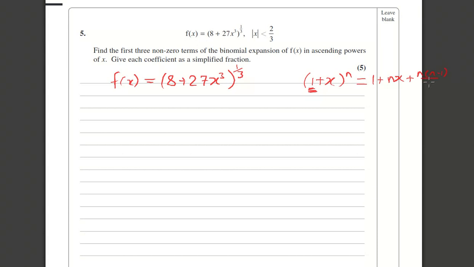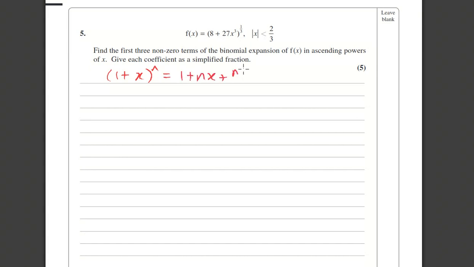Sorry, I'm going off the screen here. x squared over 2 factorial, etc., etc. I wonder, maybe I should just write that out. In fact, let's start again and write the binomial expansion out for 1 plus x to the n, because it is handy for these kind of questions to just see it in front of you. So 1 plus nx plus n times n minus 1 x squared over 2 factorial plus n times n minus 1 times n minus 2 x cubed over 3 factorial, etc. That's what we're going to do.